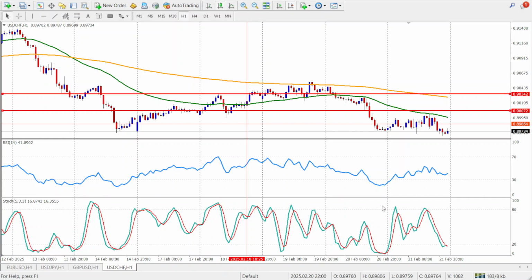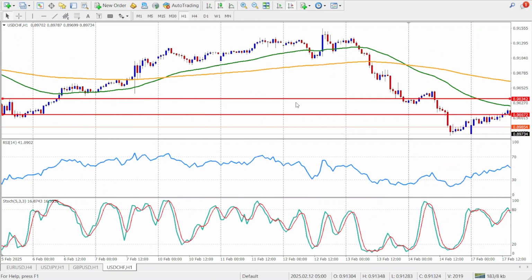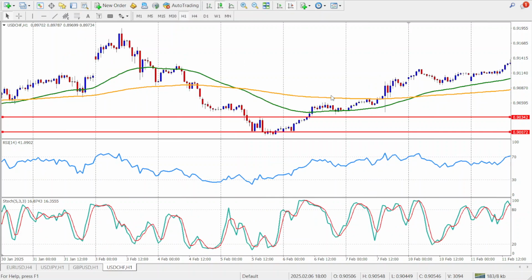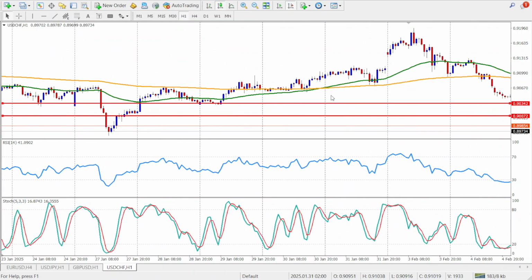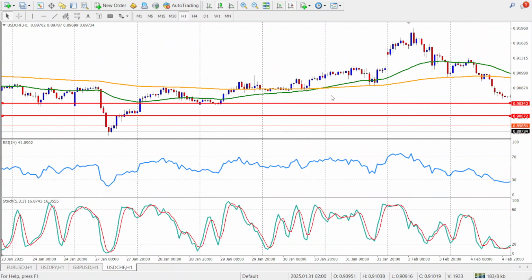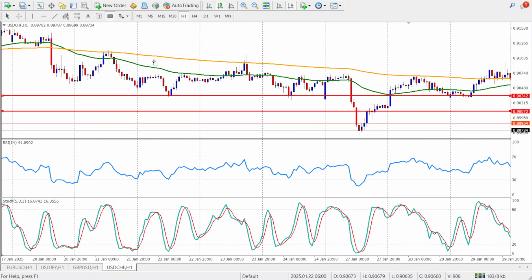For example, in a strong trending market, right, they can be incredibly useful. But when it comes to sideways markets, moving averages are not your go-to indicator, right? Because they are suited for trending markets. Moving averages are designed for trending markets.